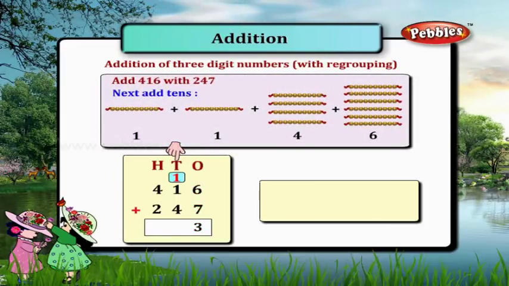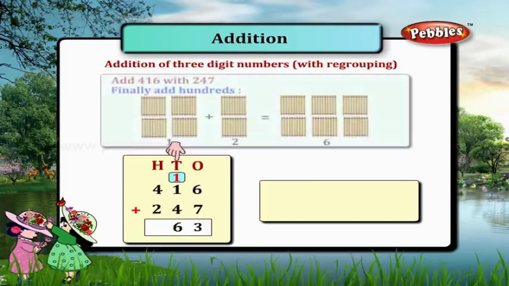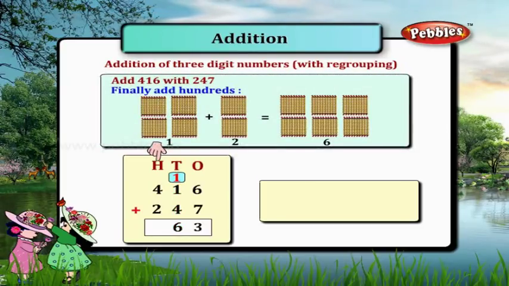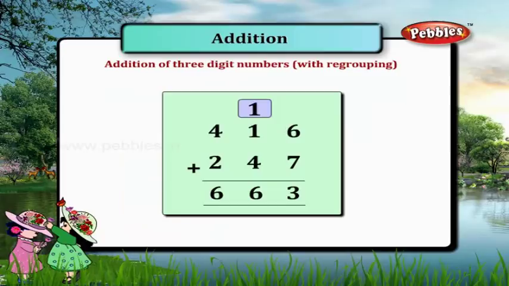Now add the tens. 1 plus 1 plus 4. We get 6. So write 6 in the tens column. Now add hundreds. 4 plus 2 equal to 6. So write 6 in the hundreds column. So the sum of 416 and 247 is 663.